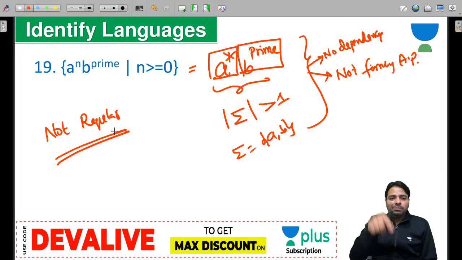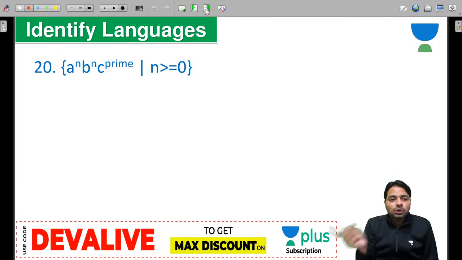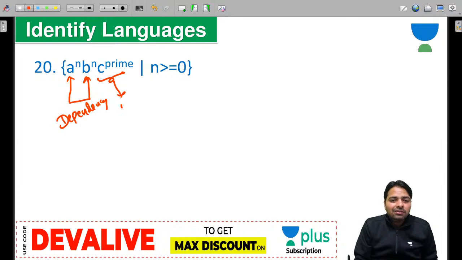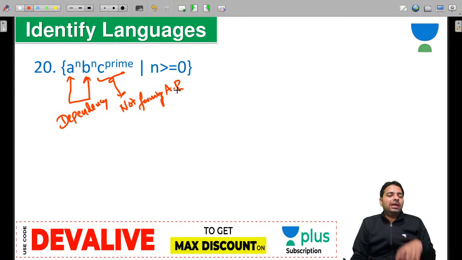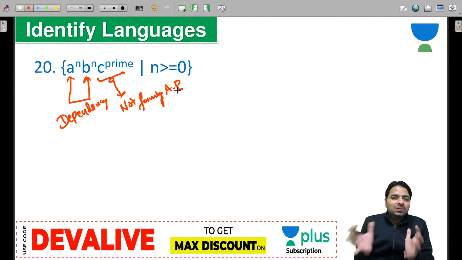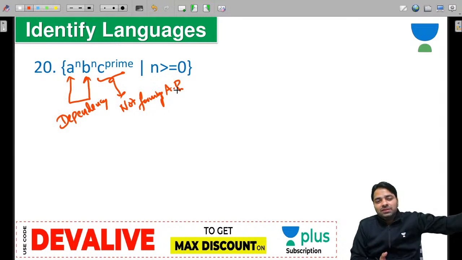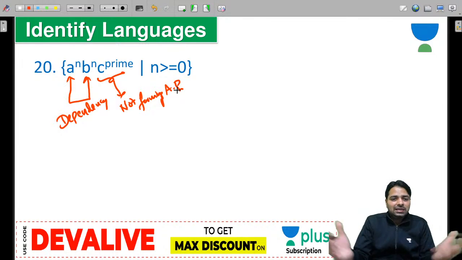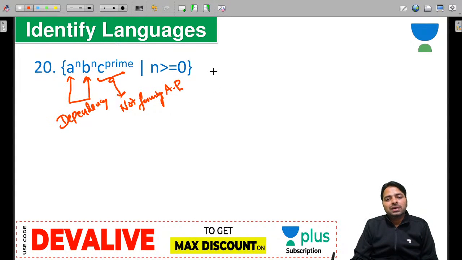Yes, not AP, not AP. And there's a 19 and 20 is two things, guys. Both dependency will be there. a power 100 means b power 100 should come, and this is not forming AP. Two problems at one place. It's one of the difficult concepts, right? Not forming AP. We are not able to understand how many b's we need with the finite automaton, and there is one relation between a and b. We can't write an expression. We can't design a machine for that. So two problems are coming here. It is also not regular.